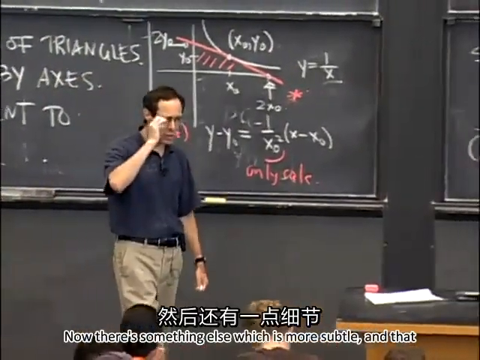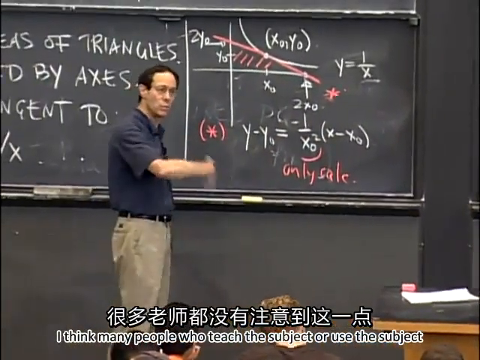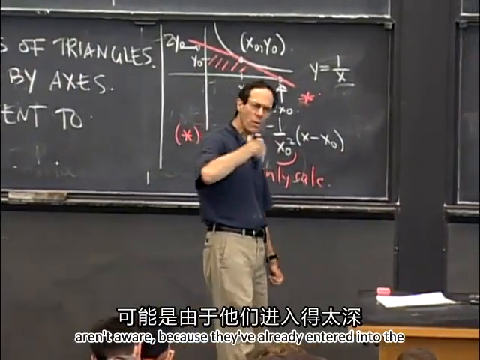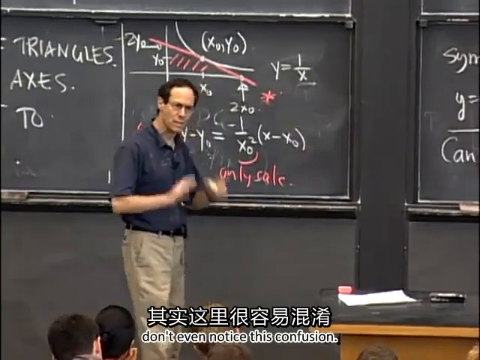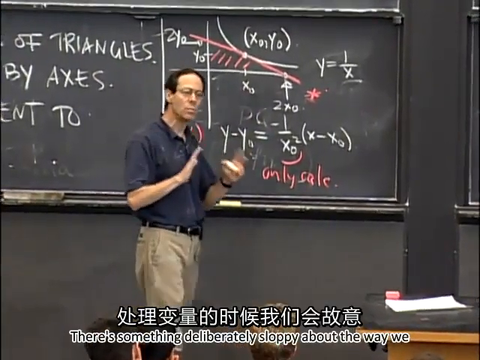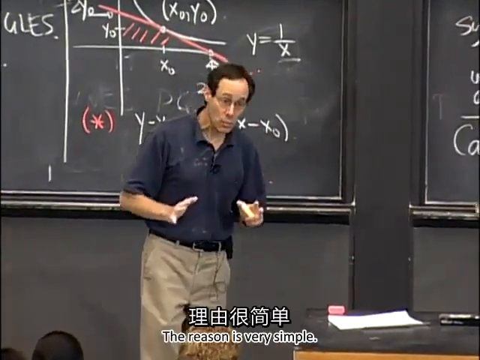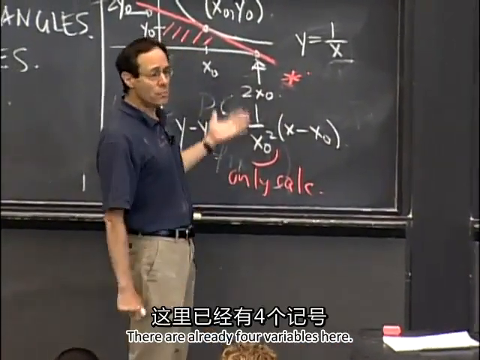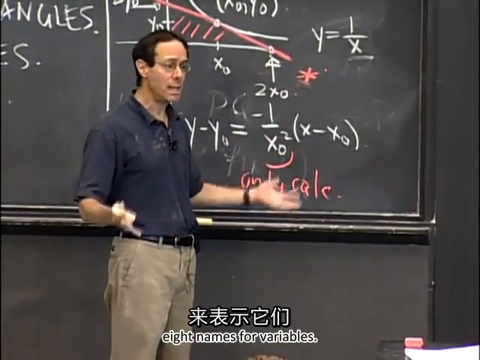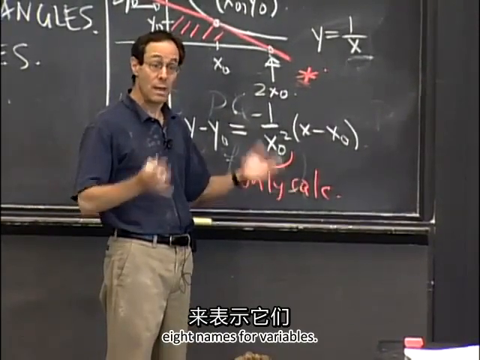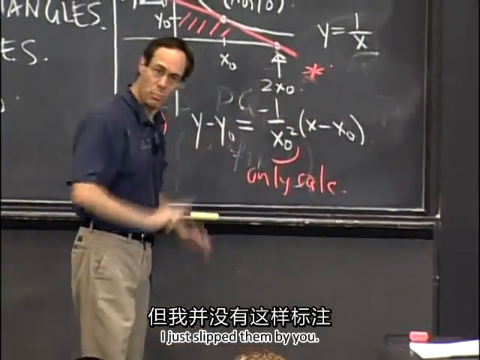Now, there's something else which is more subtle, and that I think many people who teach the subject or use the subject aren't aware of because they've already entered into the language, and they're so comfortable with it that they don't even notice this confusion. There's something deliberately sloppy about the way we deal with these variables. The reason is very simple. There are already 4 variables here. I don't want to create 6 names for variables or 8 names for variables. But really in this problem, there were about 8. I just slipped them by you.